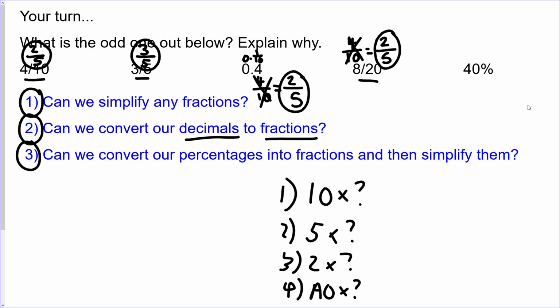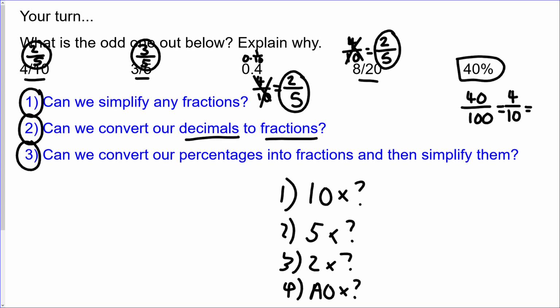And then finally, can we convert our percentages into fractions? Well, let's have a go. We know 40% means 40 out of 100. Now if I simplify this, do they both go into the 10 times table? Yes, they do. 40 divided by 10 is 4. 100 divided by 10 is 10.